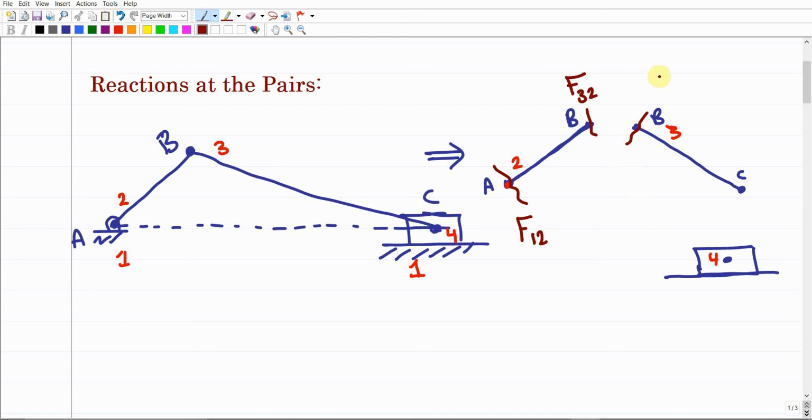So the reaction at point B should be the force that comes from 2 acting on 3. The same thing here: this point is common between link 3 and 4. So this should be the force that comes from 4 acting on 3. Make sense? Something that you should understand about these two forces, because this is the same common point, is that they should be equal in magnitude. It means that the magnitude of F32 should equal the magnitude of F23, but these two forces are of two opposite directions.